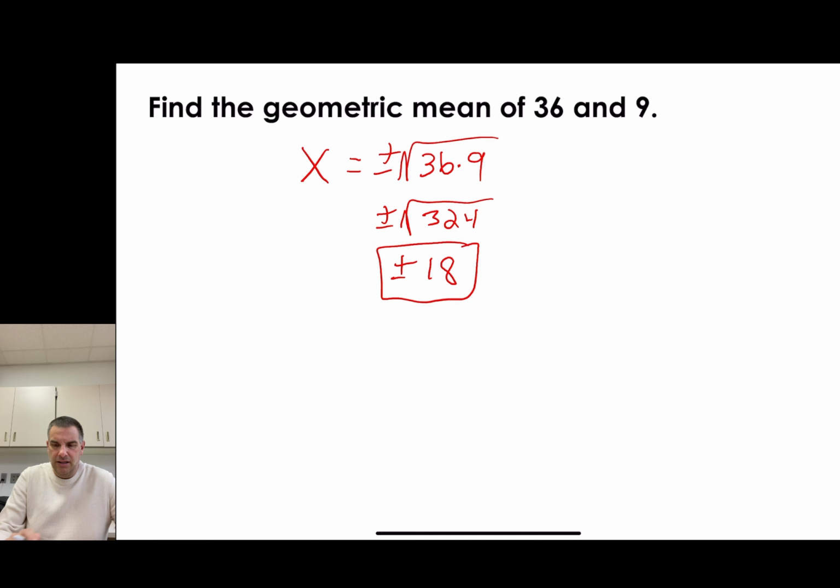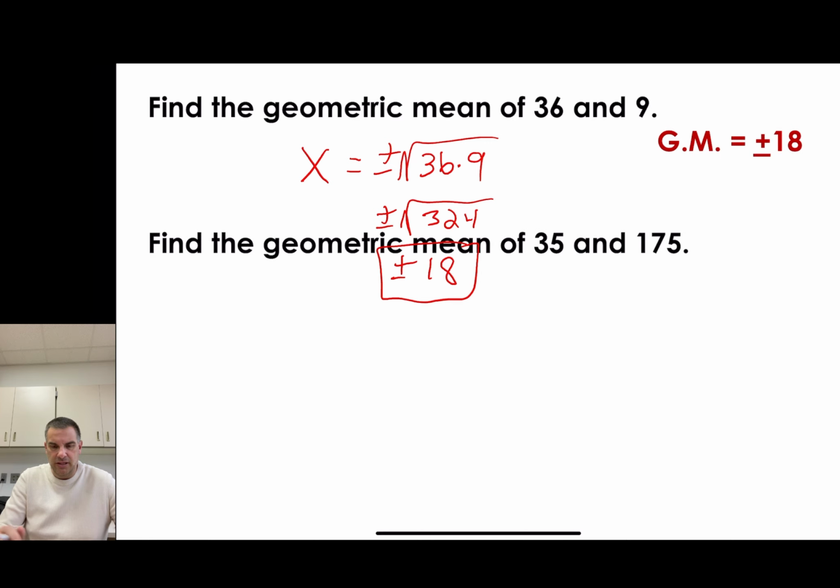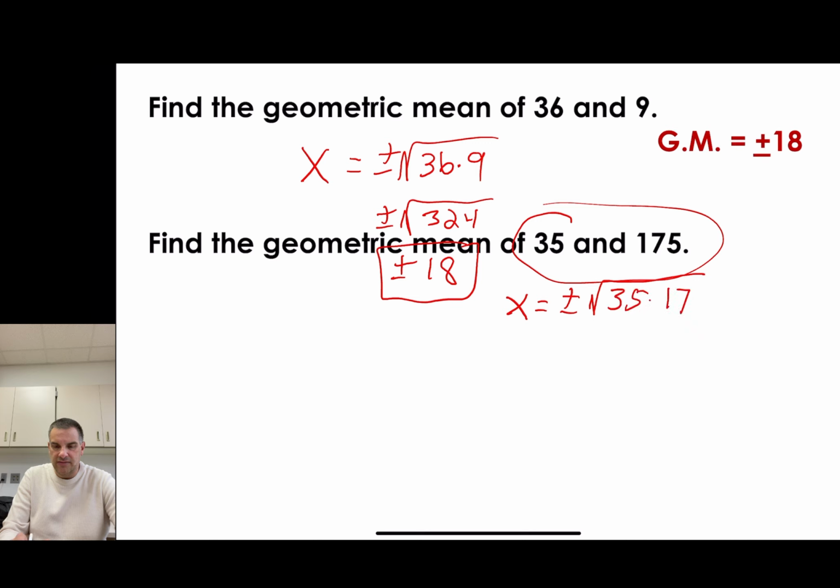Let's say there's a geometric mean. So say we've got 35 and 175. So if we're going to find the geometric mean of 35 and 175, x is then going to equal the positive or negative square root of 35 times 175. Break the calculator out. 35 times 175, sorry. So that's the positive or negative square root of 6125.